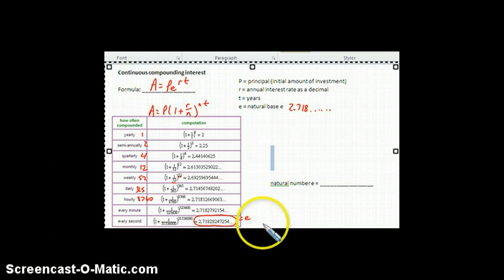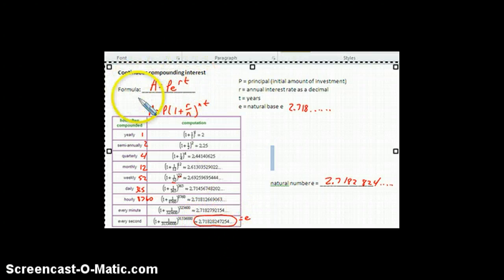And e is just like pi. It is a number. You have an e on your calculator that you're going to be using to compute these problems. But again, e is the number 2.7182824, and it keeps going on and on. So the more compoundings that we make, you'll notice we're getting closer and closer to this 2.718.